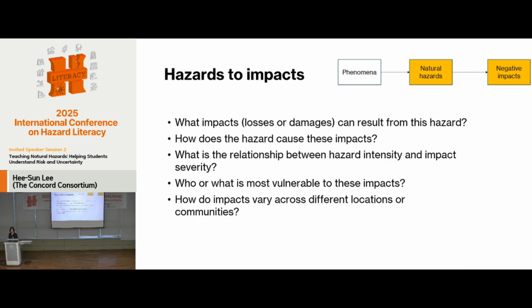Again, when natural hazards create negative impacts, what questions can students engage? What impacts can result from this hazard? How does the hazard cause these impacts? What is the relationship between hazard intensity and impact severity? Who or what is most vulnerable to these impacts? And how do impacts vary across different locations, communities, or even social groups? So these are the guiding questions that we had when we designed investigations.